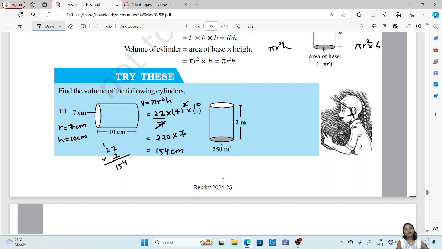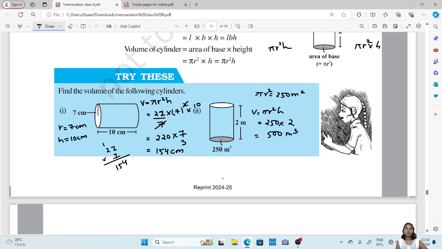Now again here the area of the base is given to us already. So we know that pi r square here is already 250 meter square. So we just have to multiply the height. Volume is pi r square h. This pi r square is already given to us as 250, into the height, which is 2. So this will be 500 meter cube.